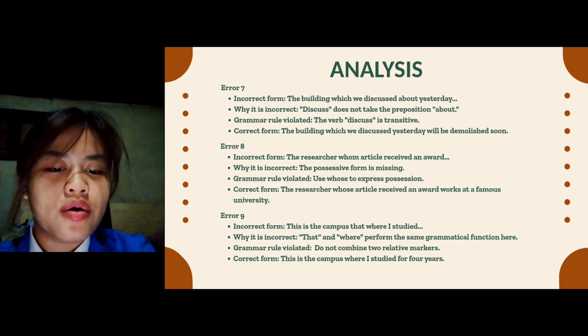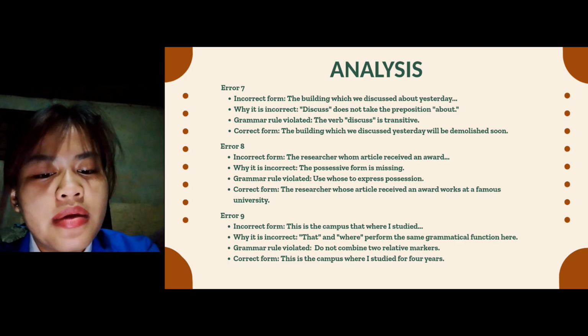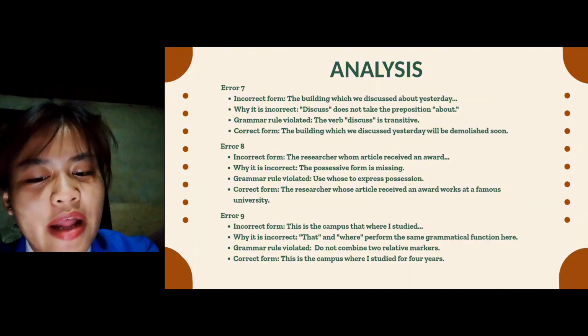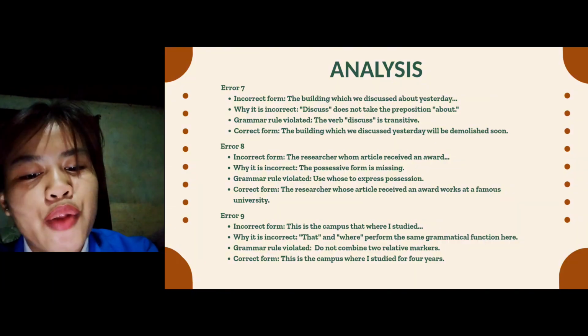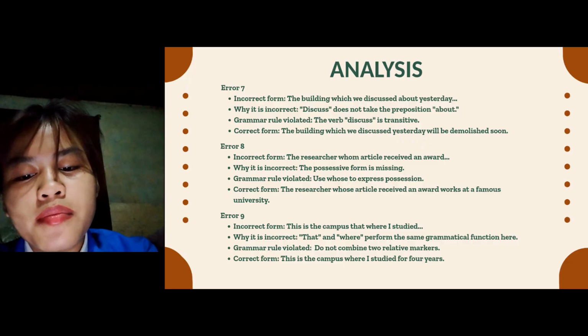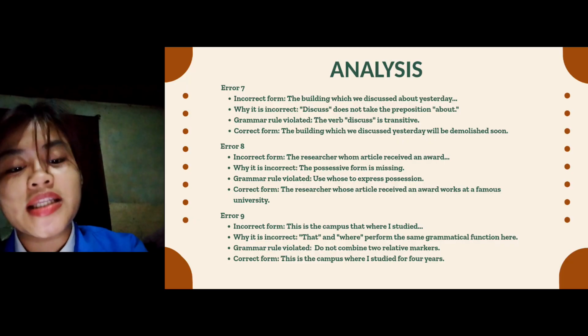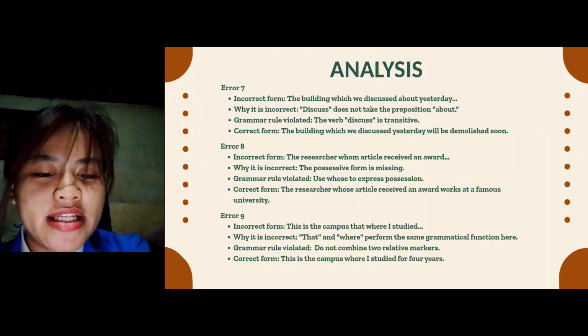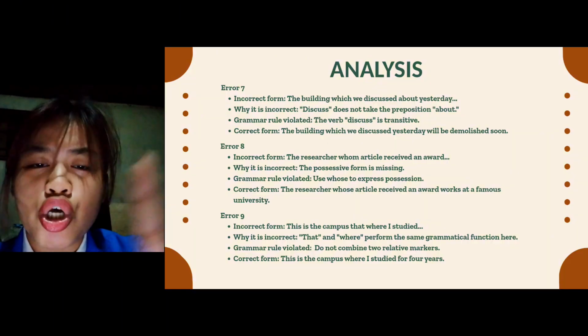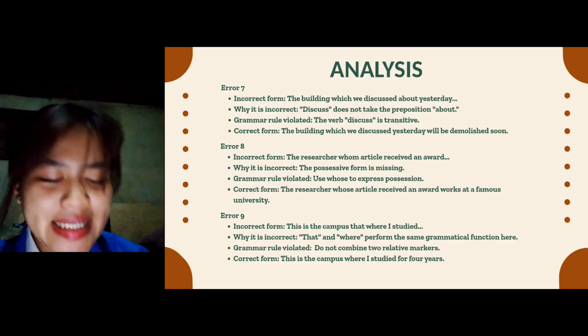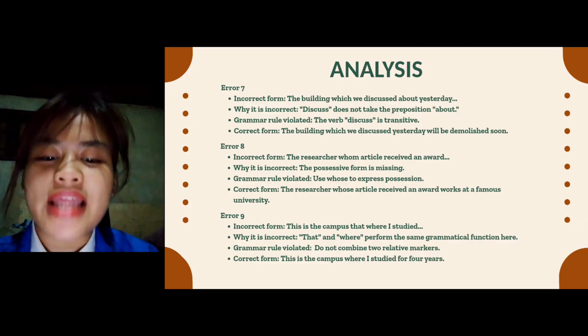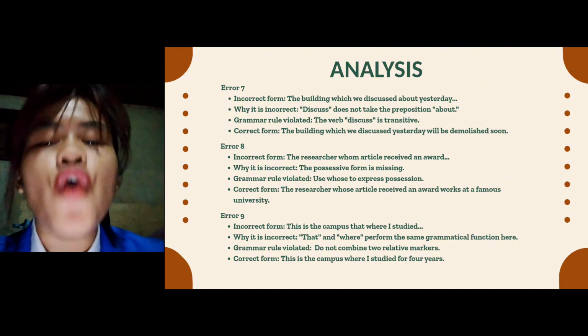The ninth error. Incorrect form: this is the campus where I studied. Why is it incorrect? That and where perform the same grammatical function in the sentence. Grammar rule violated: do not combine two relative markers. Correct form: this is the campus where I studied for 4 years.